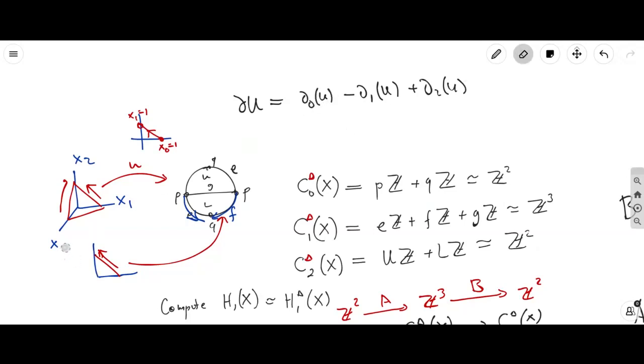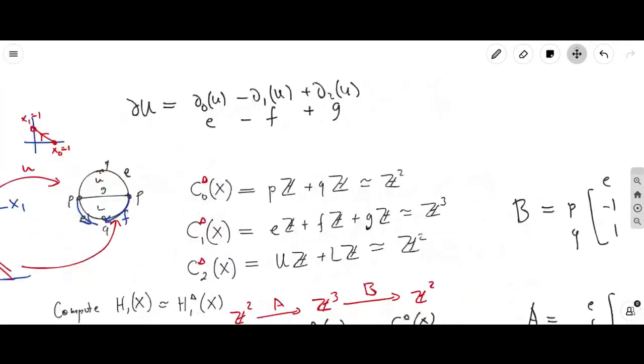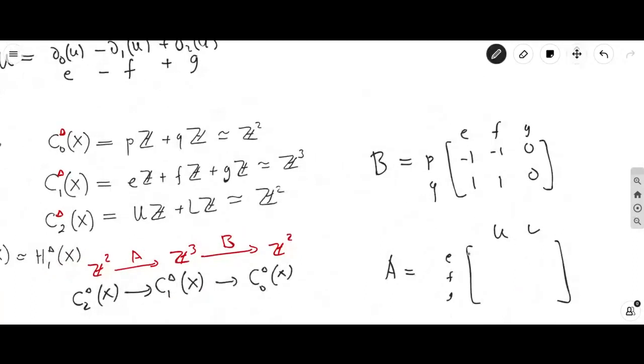So the 0th face of U is when we set x0 to be 0. When we set x0 to be 0, we're going from x1 to x2, and that's what we're calling E. Then boundary 1 of U is when we set x1 to be 0, and then we're going from P to Q. That's what we're calling F, minus F. And boundary 2 of U is when we set x2 to be 0, so we're going from x0 to x1. That's the lower one, that's what we're calling G. So E, F, and G. So the boundary of U is 1, negative 1, 1.